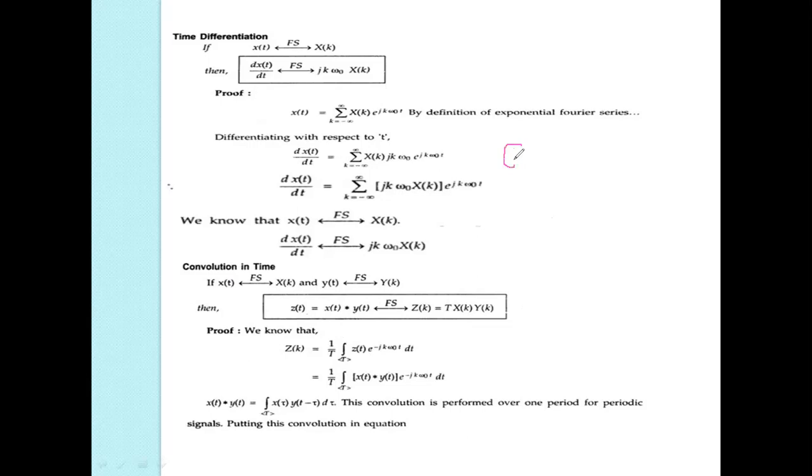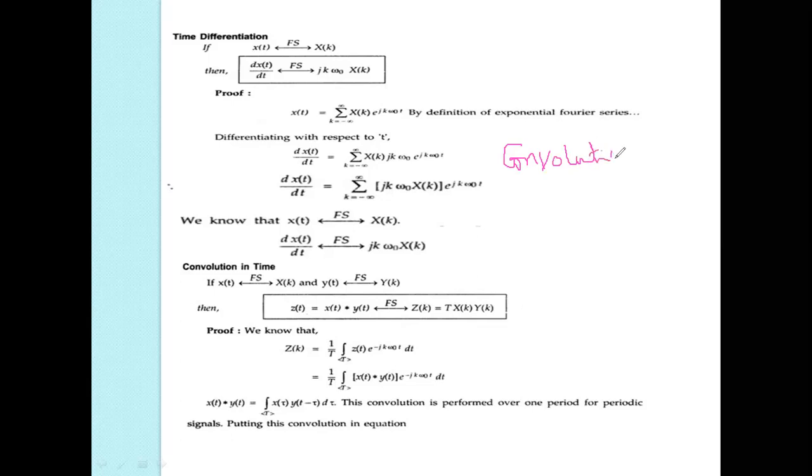The convolution integral is used for continuous time signals. For discrete time signals, we are using the convolution sum.